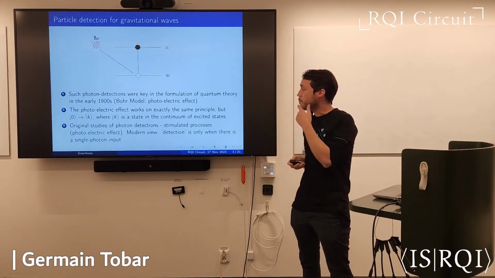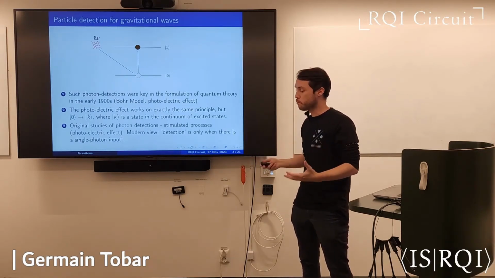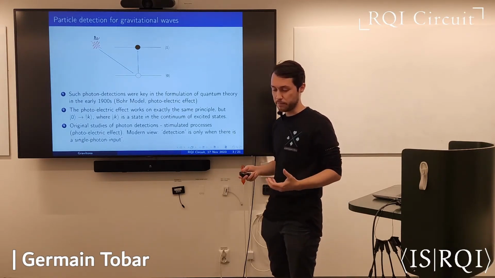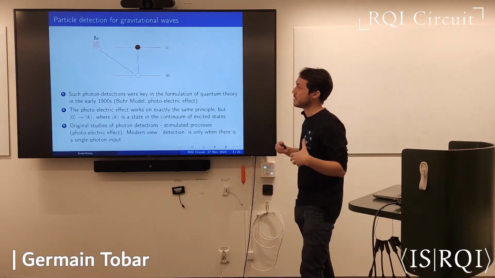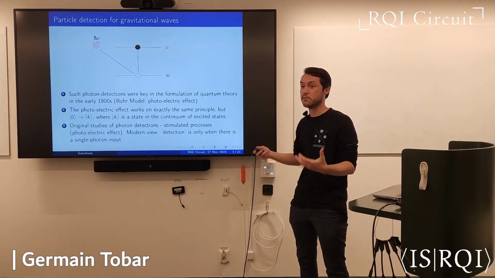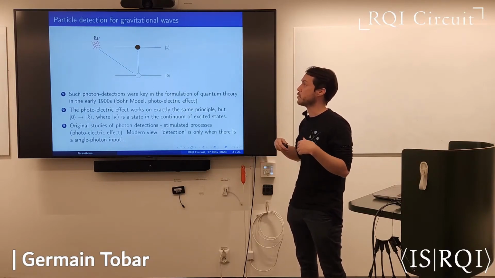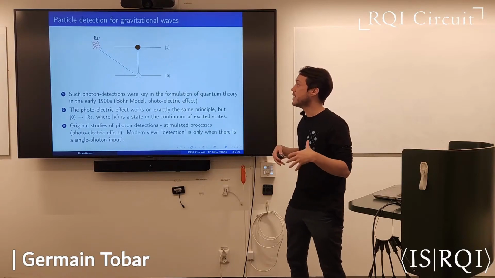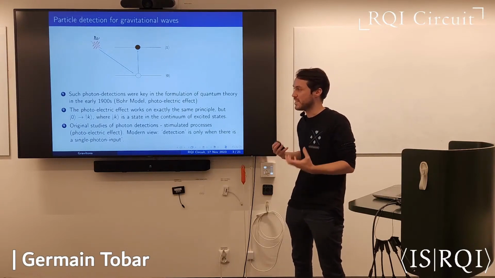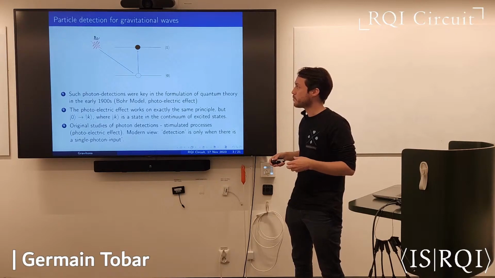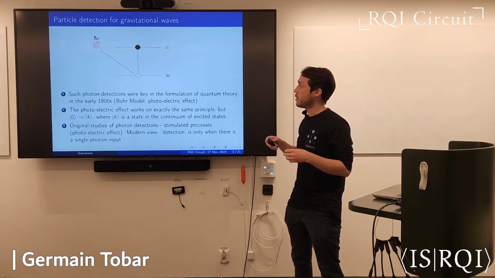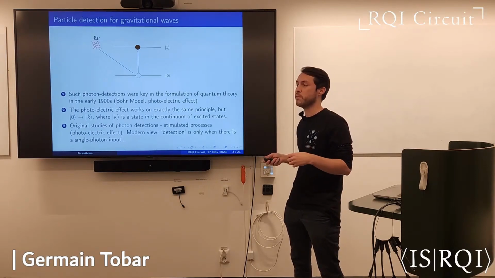Now, the modern view of what a detection process is, is a process where the detector clicks when there's only a single photon input. So going back to the experiments from the 70s and the 80s, where the first experiments on measuring g2 functions were done, since then we've really thought of the concept of detection as being when this transition occurs when a single photon is present.